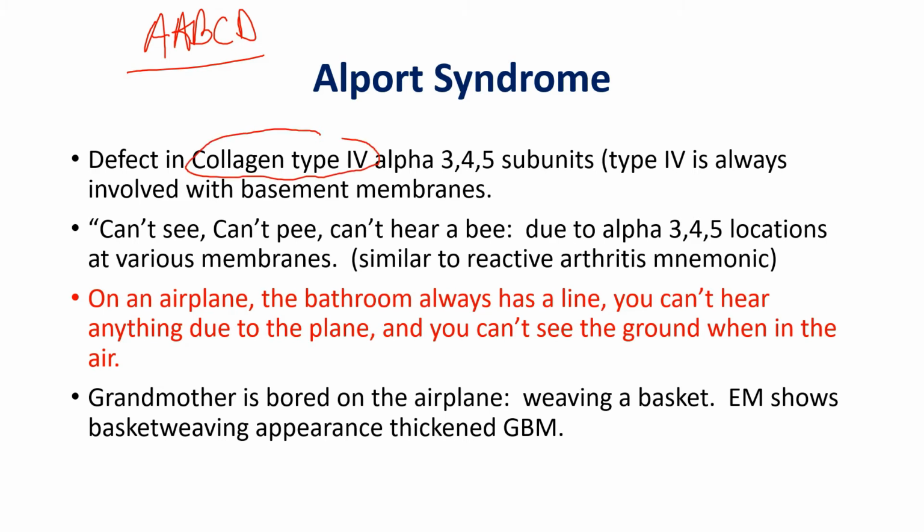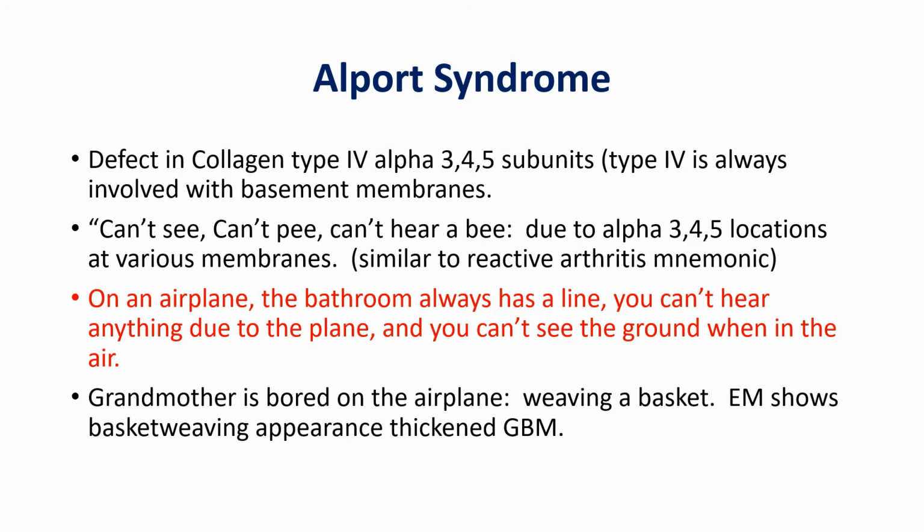Remember that whenever you see collagen type 4, it's always dealing with basement membranes. Specifically, it's a defect in alpha 345. Now, it's maybe important to remember that, but I think it's more important just to know that it's affecting the alpha subunits, and it's affecting a bunch of them. 345, I guess you could remember that, but I don't think it's as high yield as maybe it would be. Definitely, you have to remember collagen type 4 defect. And I've already said type 4 is always involved with basement membranes.